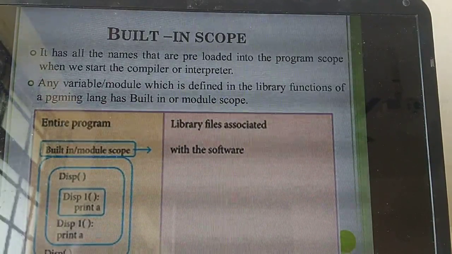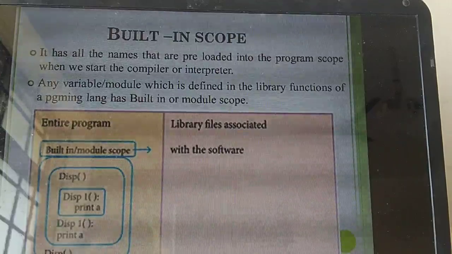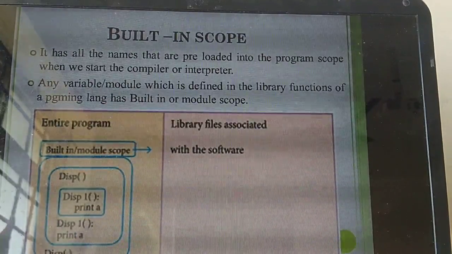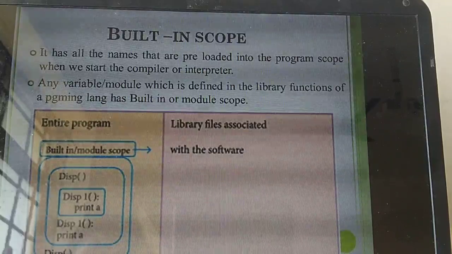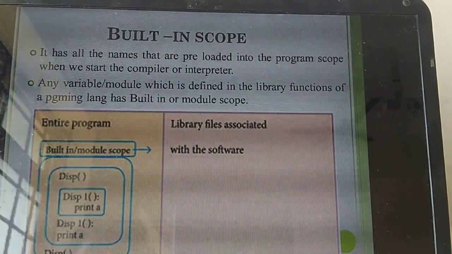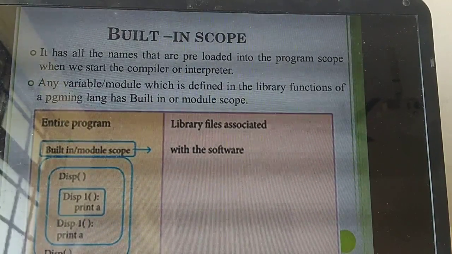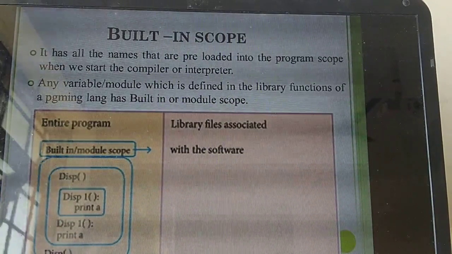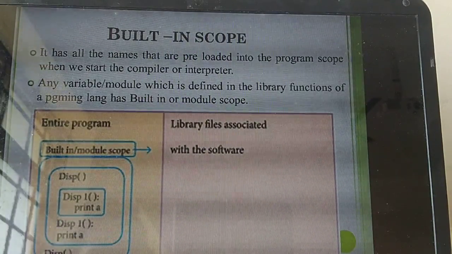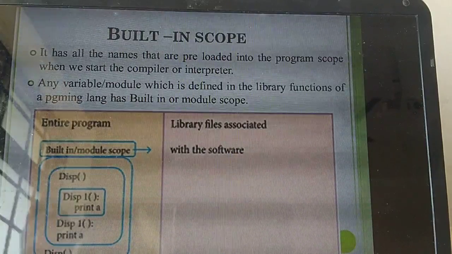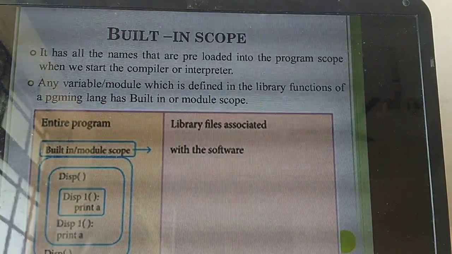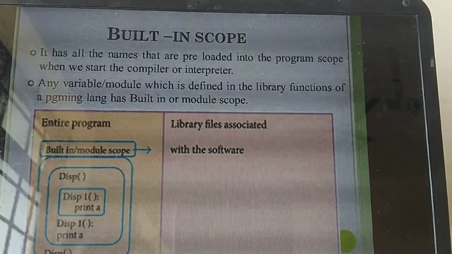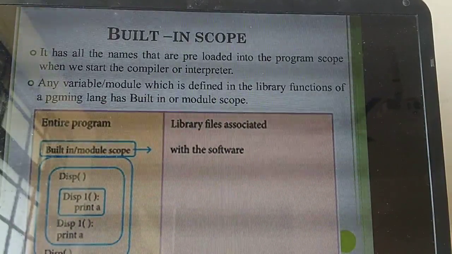Understand? Very important question. Once again I am telling, if they ask a 5 mark question, you should write the definition of the LEGB rule, then a tabular column, then a diagram, then the 4 types of variable scope. What are they? Local scope, enclosed scope, global scope, built-in scope. You should write the 4 scopes. Then draw the diagram and write the program. Then surely you will get all 5 marks. Understand? Very easy question. Please don't skip this.